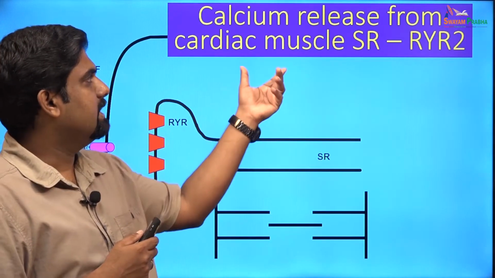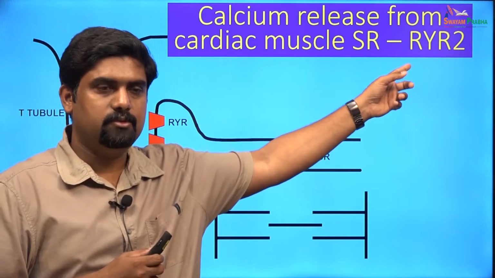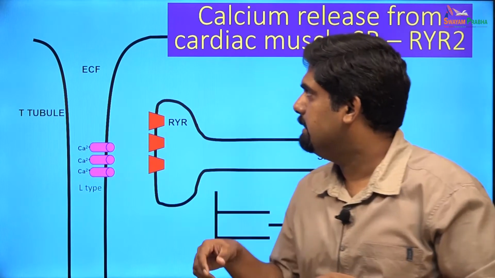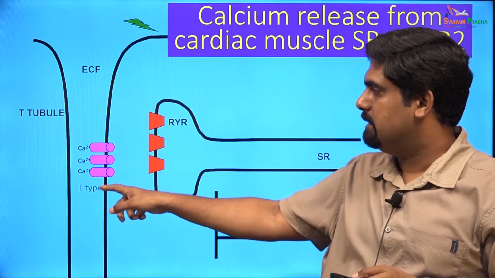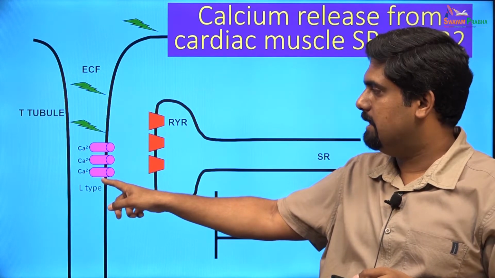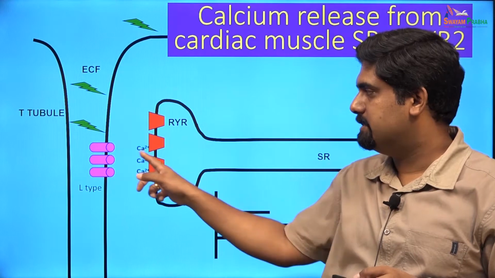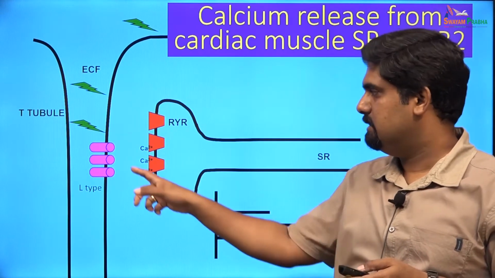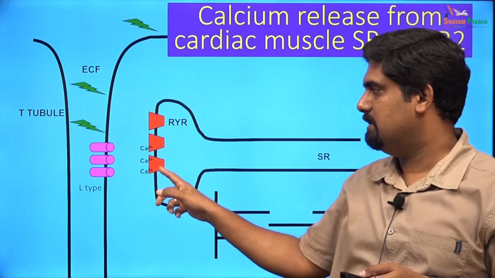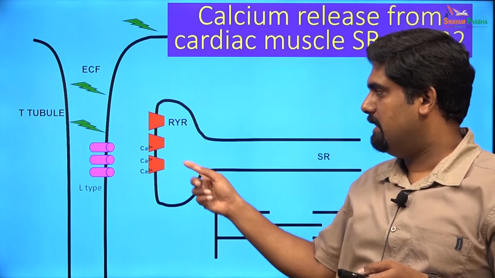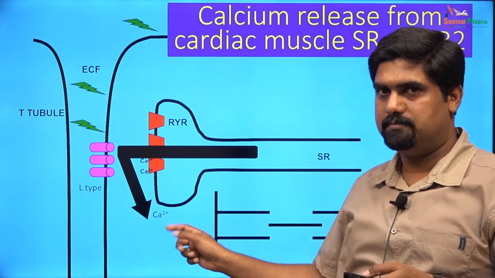Now let's discuss the calcium release from the cardiac muscle SR, that is through the ryanodine receptor type 2. Again, here the cardiac muscle gets depolarized, it reaches the T tubule and activates the L-type calcium channels present here. Now calcium entry through these channels is important. The calcium enters the cell, binds to the ryanodine receptors on the SR, and these receptors open, causing calcium release into the cytoplasm.